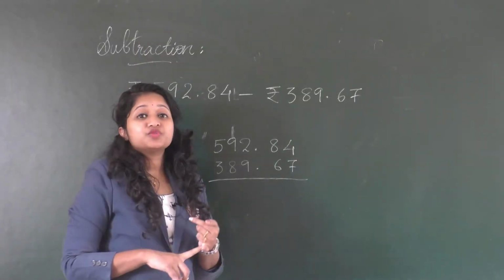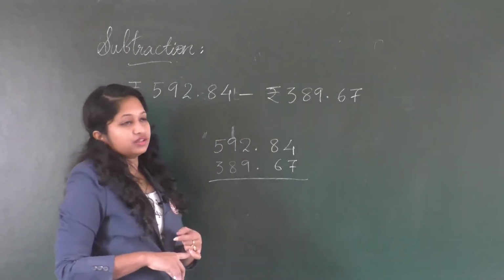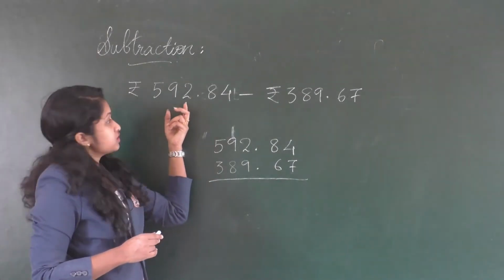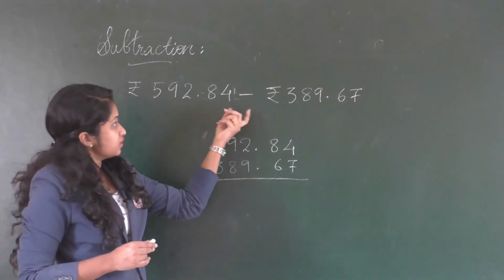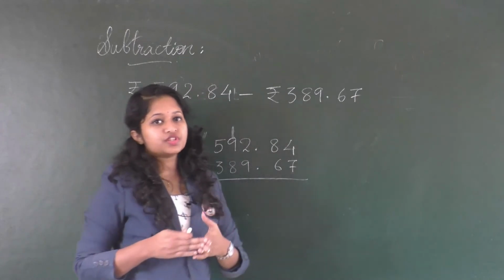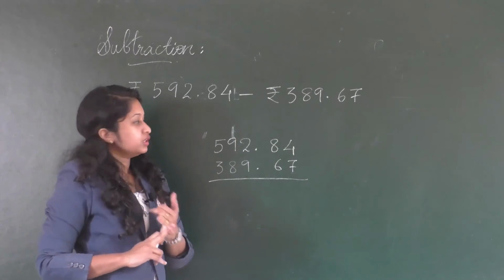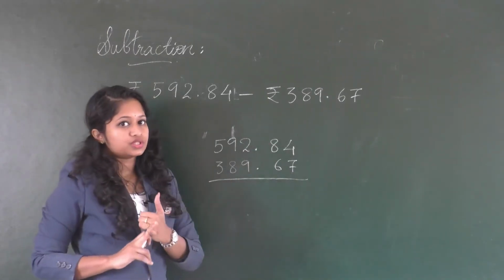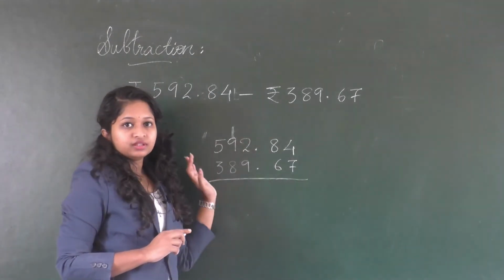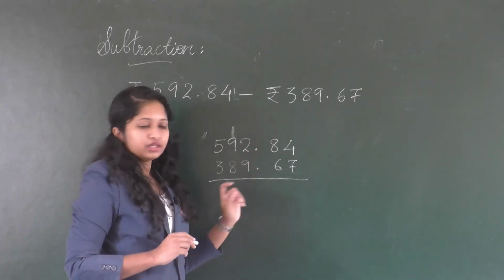So children, let's move to the second operation, which is subtraction. Here I have a question. 592 rupees 84 paise minus 389 rupees 67 paise. Now how to subtract? We should subtract in the normal way itself. But remember to put the points as I told for addition also. Here write the rupees first, then paise separated by points.